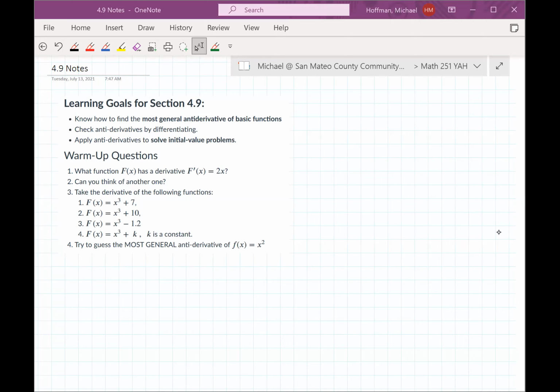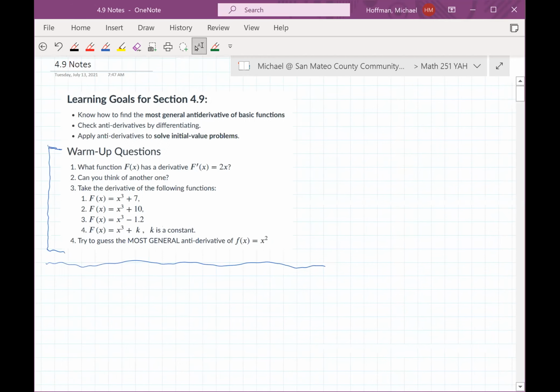Okay, and so I want you to do this warm-up. If you can take a moment, maybe pause the video, do this warm-up. I think it will give you a good idea of what this whole section is about, and I'll go over it in just a moment. Okay. Maybe you paused the video and tried it. Good. Let's talk about it.